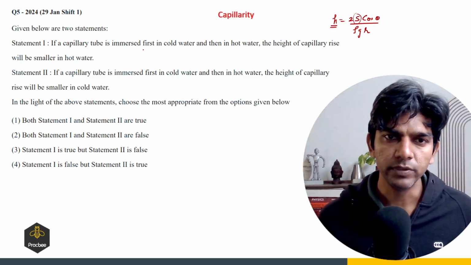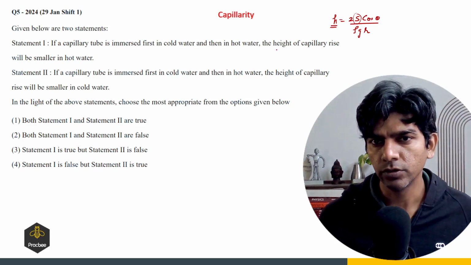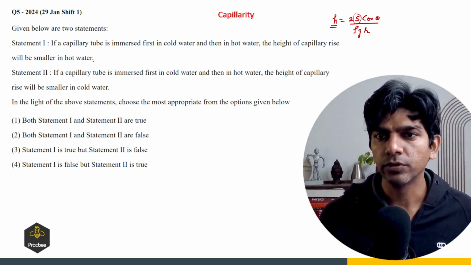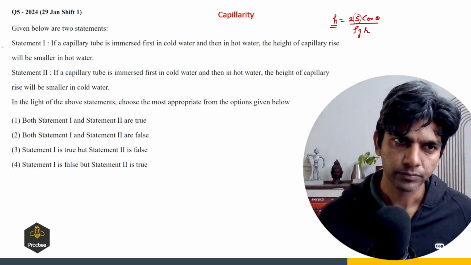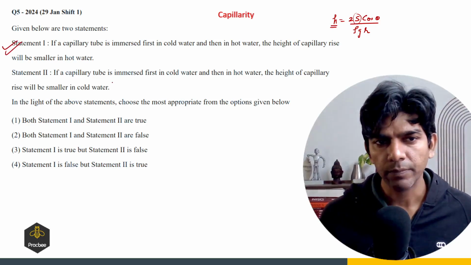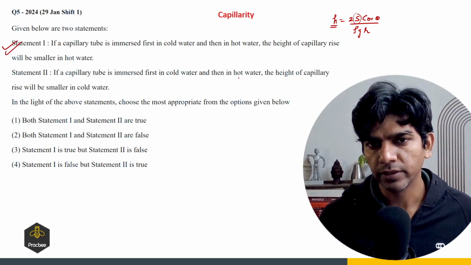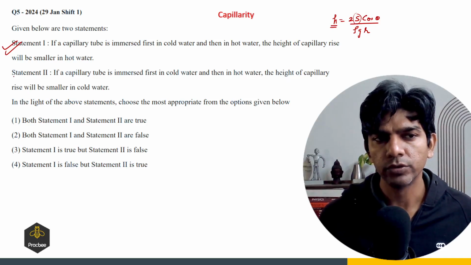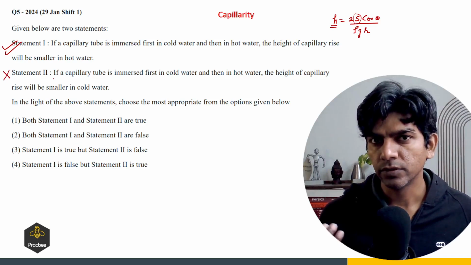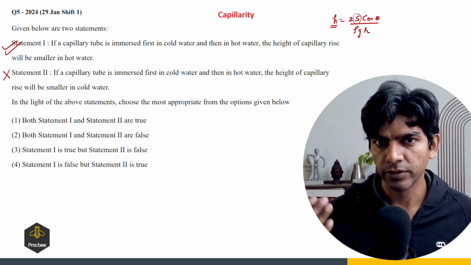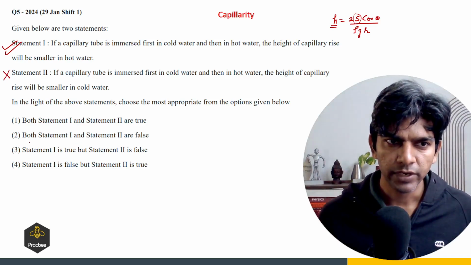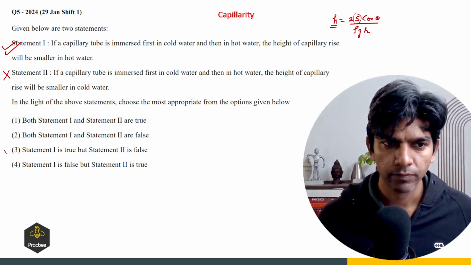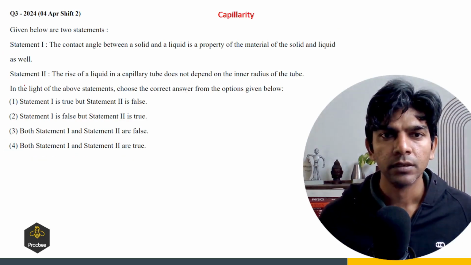So if a capillary tube is immersed first in cold water, then in hot water, the height of capillary rise will be smaller in hot water. Yes, it will be smaller because in hot water, S will be less. Statement 1 is correct. Statement 2: the height of capillary rise will be smaller in cold water. That is incorrect. In cold water, the surface tension will be more, so the height should rise even more. So statement 1 is correct, statement 2 is incorrect. So option 3 is the right answer.